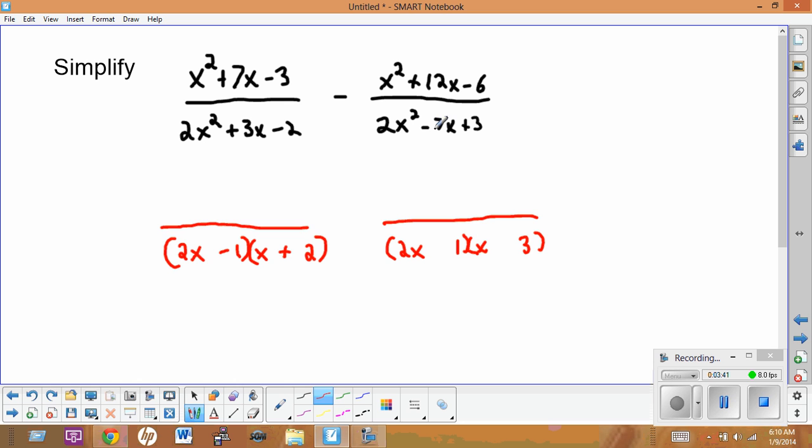Now if we can get our signs to match up, we're good. Since the 3 is positive, both these signs will be the same. And since the middle term is negative, they both have to be negative. Now we're factored using guess and check.